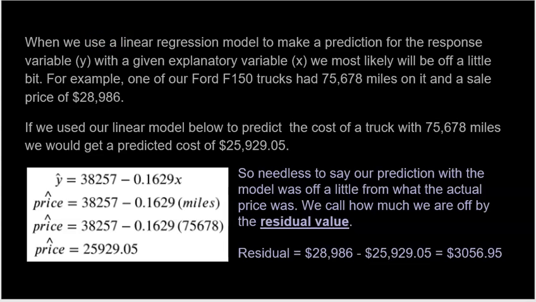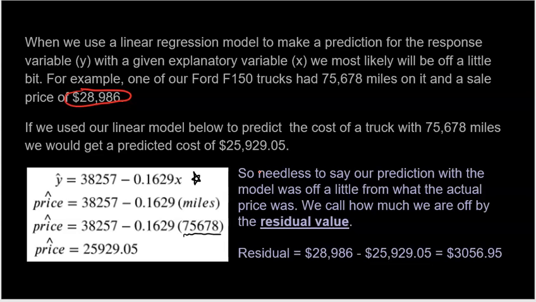And just to prove that to you, here's all my work, right? I started off with the equation y hat equals 38,257 minus 0.1629 times x. And I plugged in the actual mileage of 75,678. I multiplied it, and then I took the 38,257, I subtracted, and I got our predicted price. But the point I'm trying to make here is that that predicted price was not the same as the actual price. The actual price was just shy of $29,000, and the predicted price was $25,929.05.